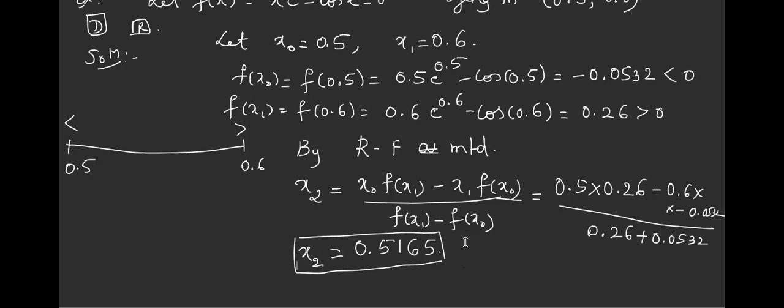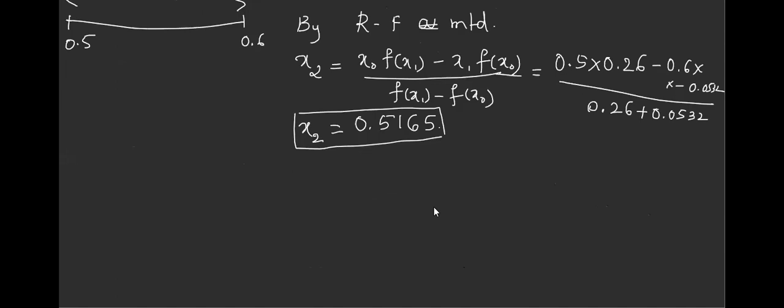Now what we have to find? f of x2. Whatever new value is obtained, you should find f of that value. So f of 0.5165. Shall I write the answer? 0.0169.